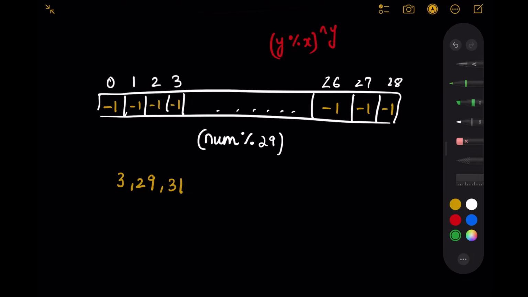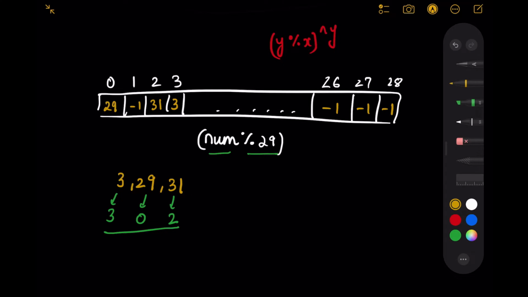Now these values will be inserted at index 3, 0 and 2. Why is that? Because the index is determined by num mod 29, and when we do a modulus of these values with 29, this is the remainder that we get. So let's add these to our hash set. 29 goes at 0 and 31 goes at 2. So let's insert these values quickly. 3 goes here, 31 goes here, and 29 is inserted at the 0th index.